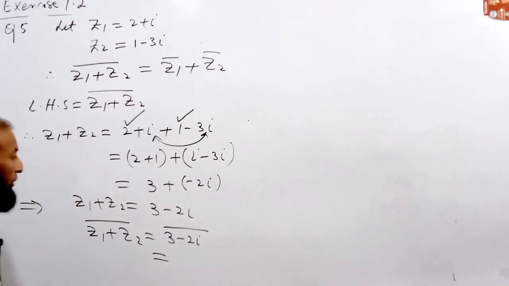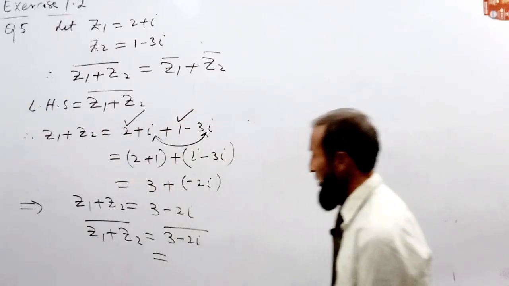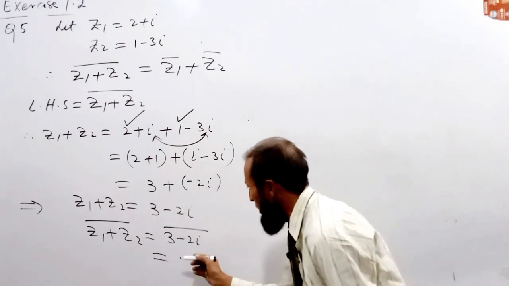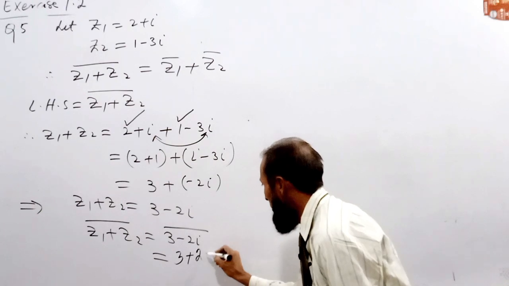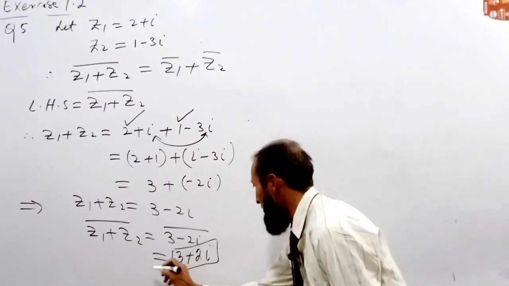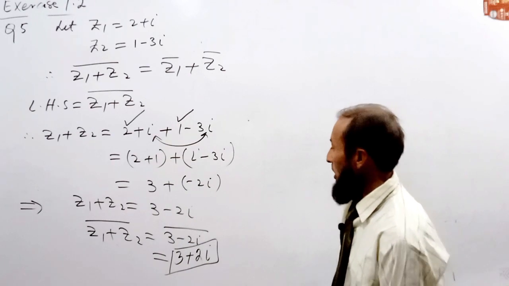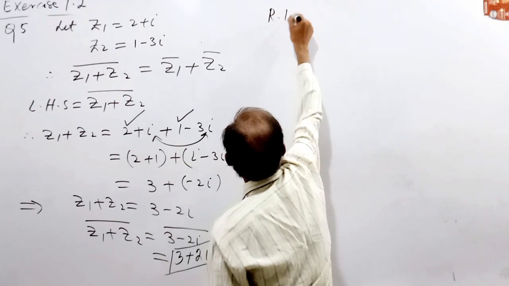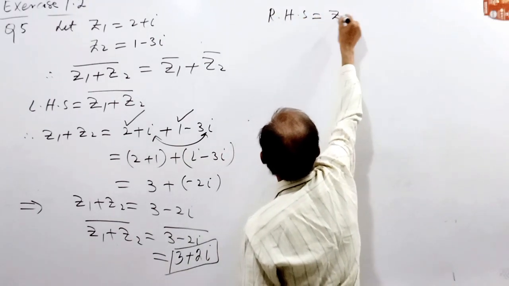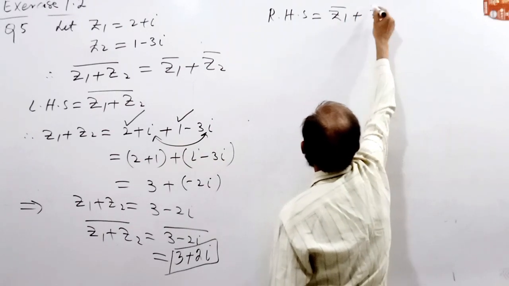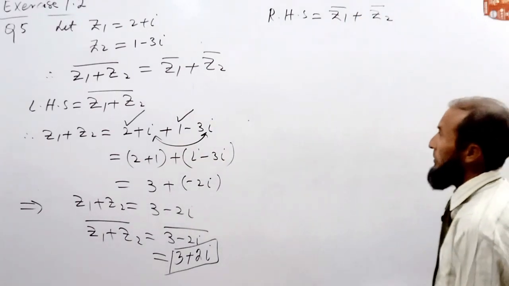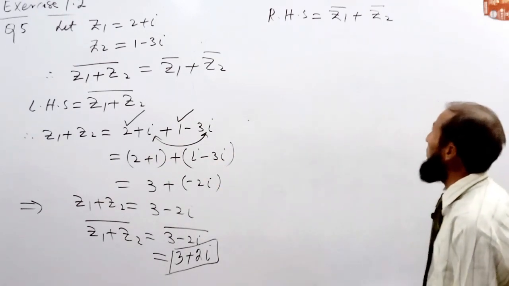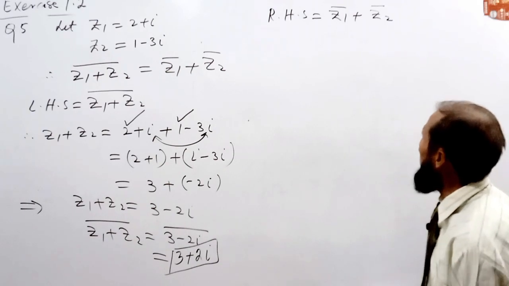Now we are finding the conjugate of this one. z1 plus z2 whole conjugate is equal to 3 minus 2 iota conjugate, and as we have already discussed in the conjugate definition, we change the sign of the imaginary part. Here the sign is minus, so we change it into positive: 3 plus 2 iota. The left hand side is equal to 3 plus 2 iota. Now we go to take the right hand side. We are checking whether both results are the same or not, because we verify that z1 plus z2 bar is equal to z1 bar plus z2 bar individually.